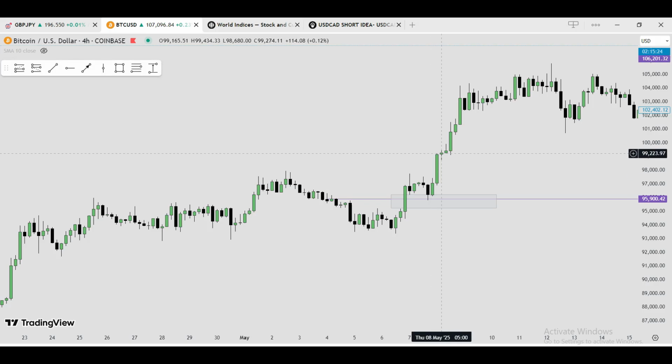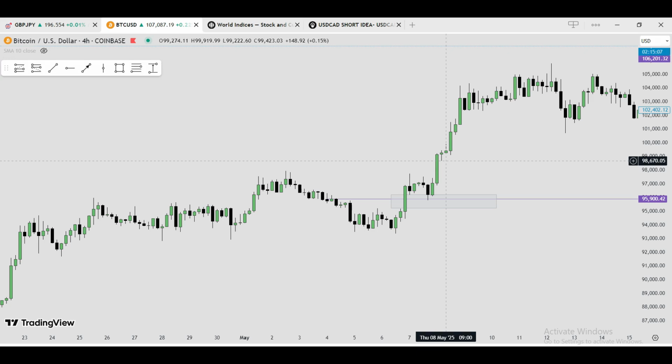Now once this one also closed for me and this began to form, my stop loss moved from this low to this candle low. Why that? It is very simple. I don't want to lose any profit to the market.